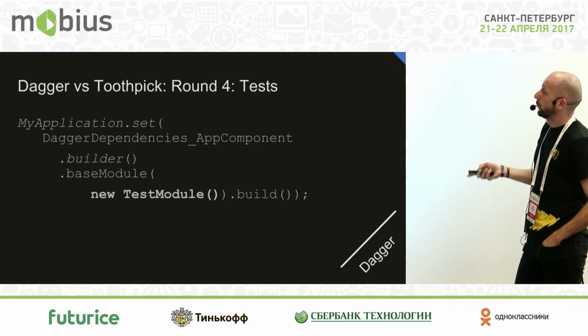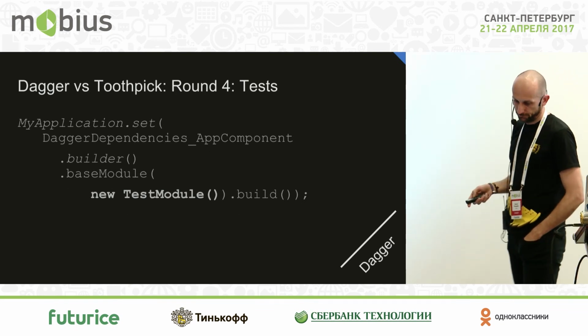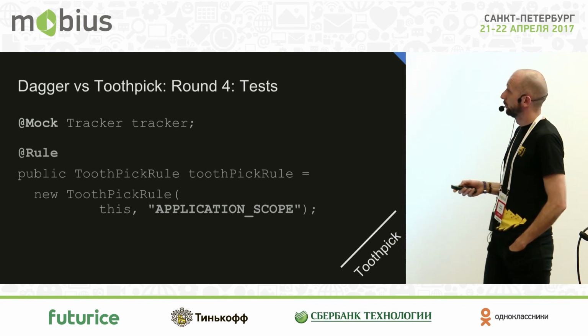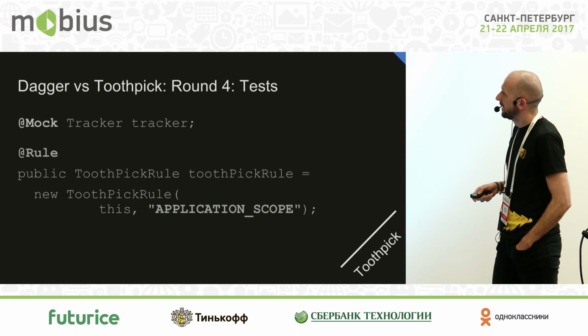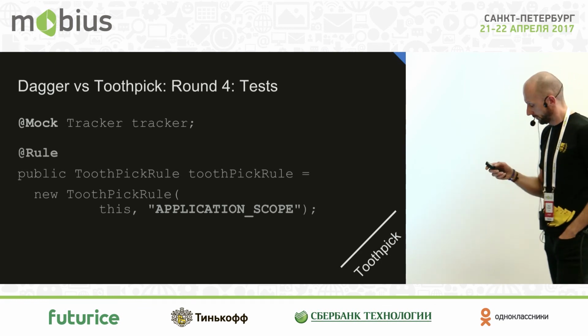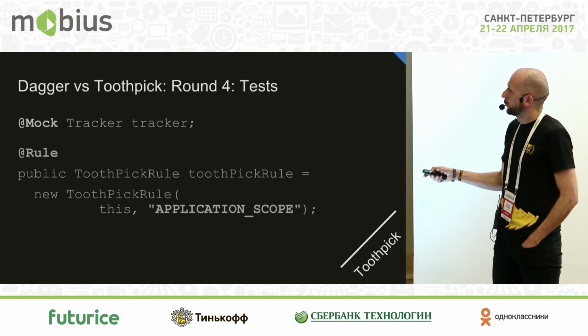Not the nicest way, but you have to find a way like this because your activity will ask Dagger for injection. So let's look at Toothpick. Toothpick, I would create a mock. And then I would use a rule. Not sure if we used rules. And if you use Espresso, you might know this. So there's a Toothpick rule, and you can just say, you know, for application scope.